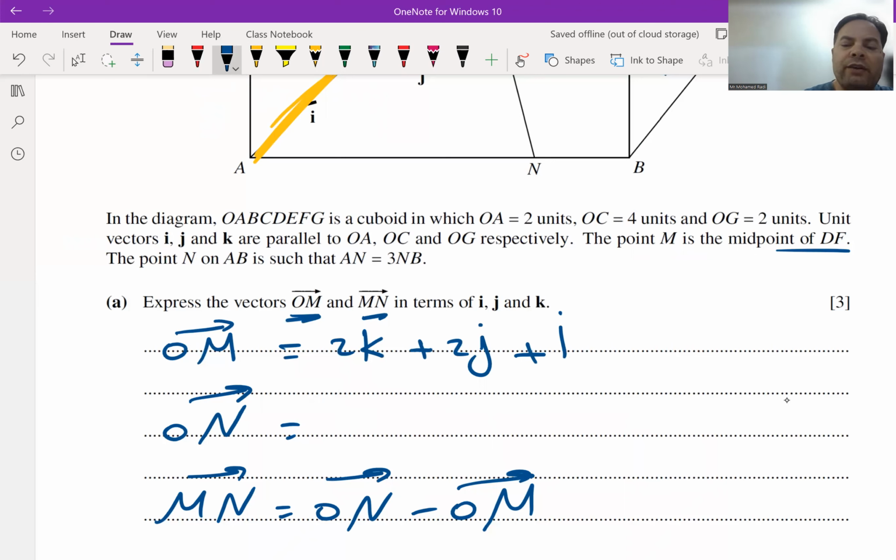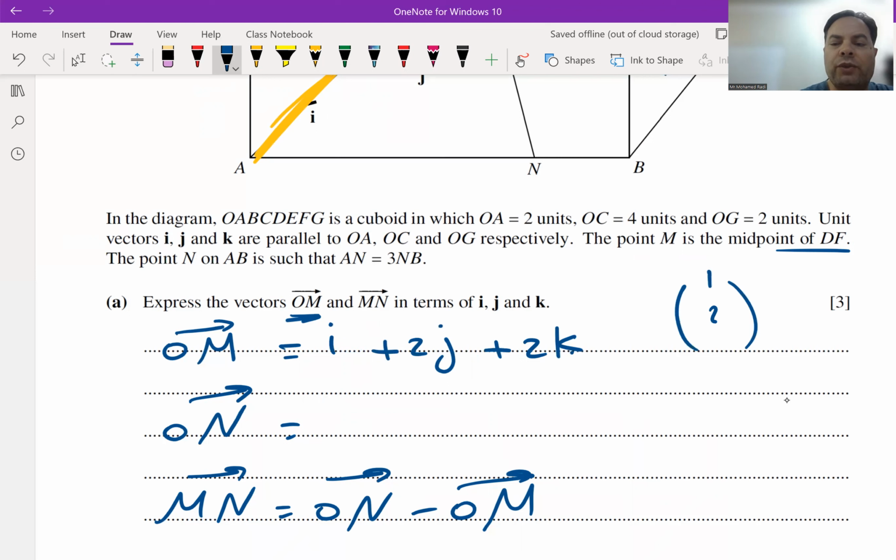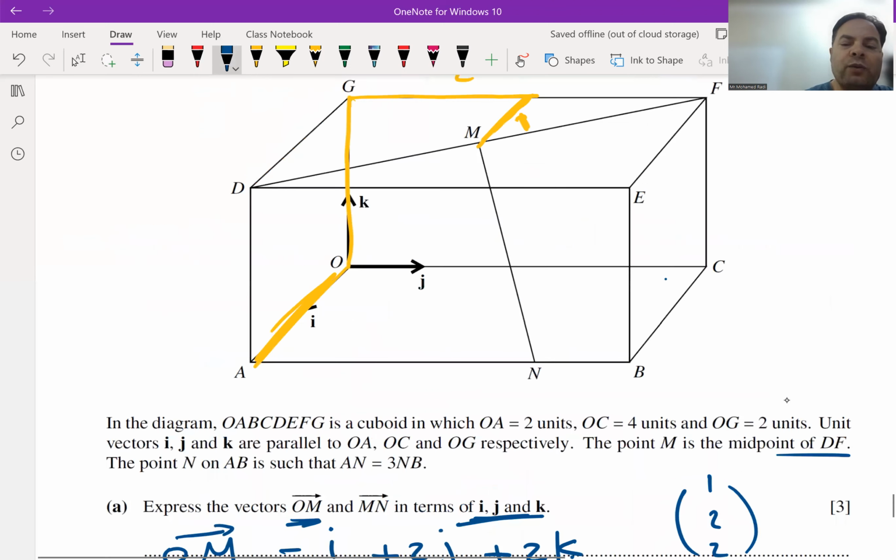It's better to rearrange it according to the order of i, j, and k first. It's 1i and 2j and 2k. You can write it as a column vector 1, 2, 2, but he asked to write it in terms of i, j, and k, so keep it. Now ON, how do we move to N?